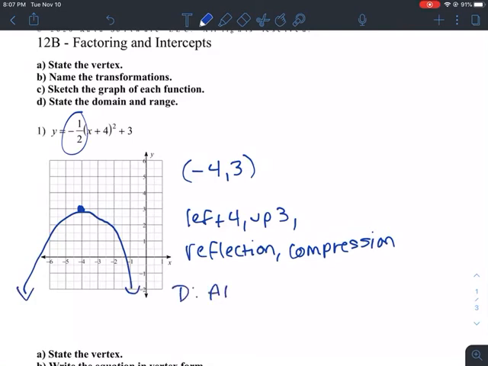My domain for quadratics will always be all real numbers, and my range, everything is below the vertex, so I'm going to say that y is less than or equal to 3.